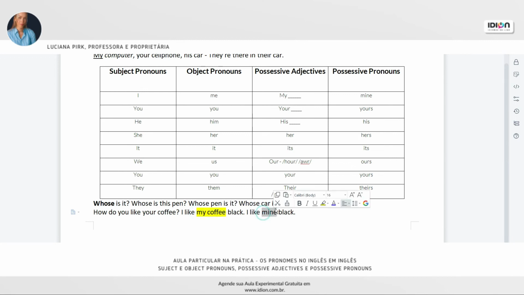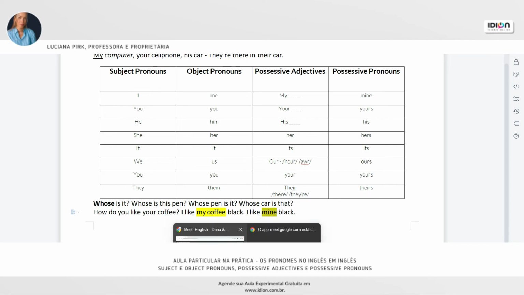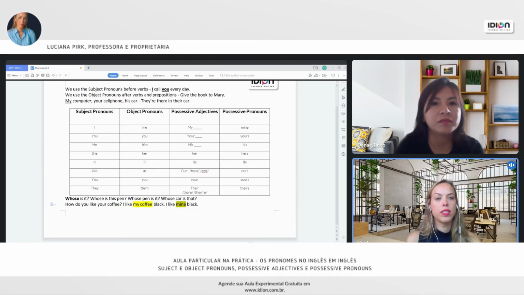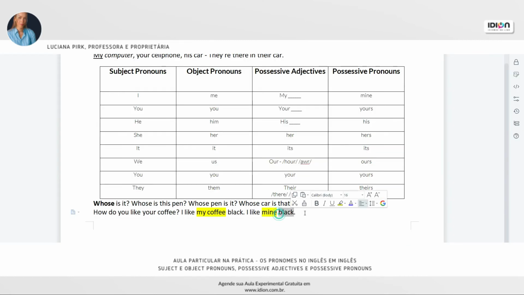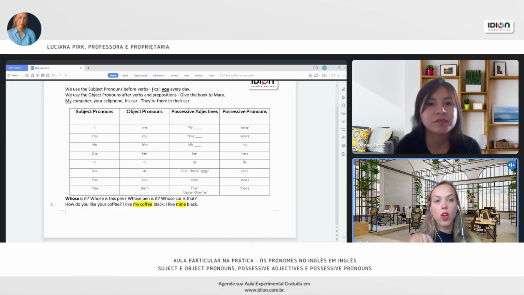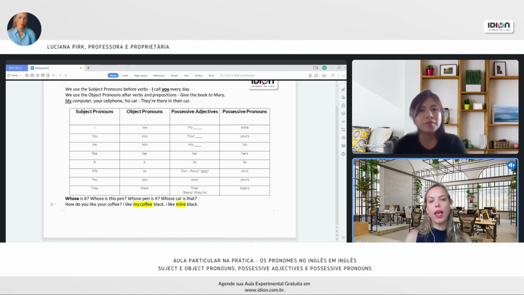So, what happens with the possessive pronouns is that they will substitute the adjective and the noun. Always like that. After that you can have other words, right? The sentence doesn't need to end here. But what I cannot have after the pronoun is the noun. Never. Not "I like mine coffee black," no, I like mine black.